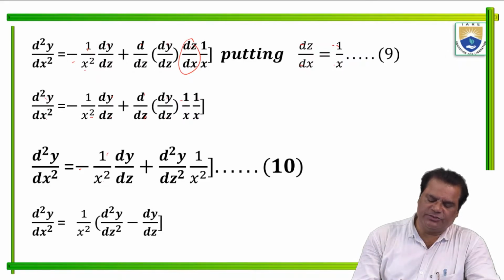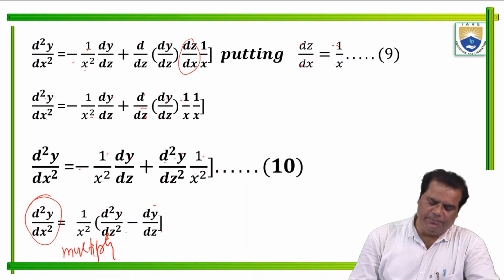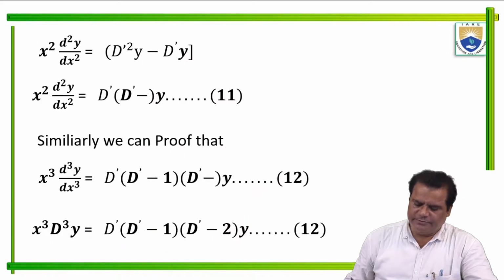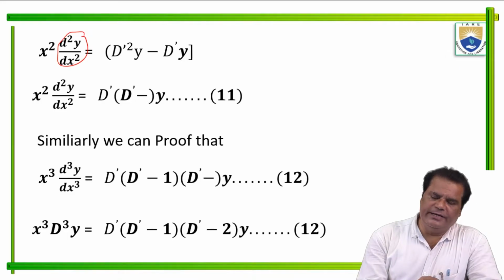So minus 1/x² dy/dz plus, differentiating dy/dz with respect to z, we get d²y/dz² into 1/x². Now 1/x² is common. This plus this minus: d²y/dz² minus dy/dz. This is d²y/dx². Multiply by x² on both sides.